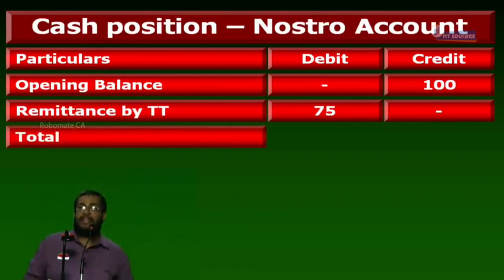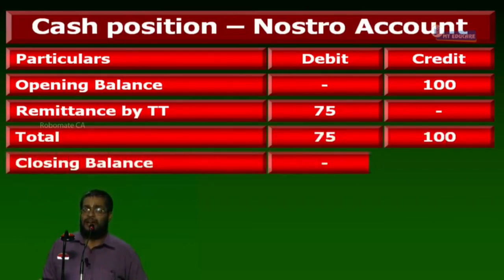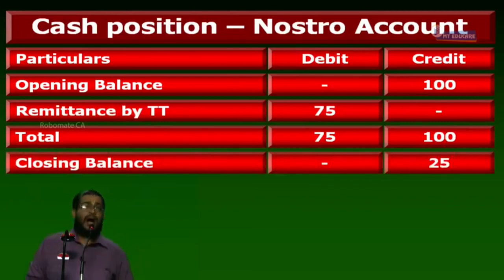Tell me, what is the debit in nostro? 75. What is the credit here? 100. Net debit and net credit? Net credit. What net credit is going to be? 25. Up to this, are you following or not? No. Answer my question. What is my exchange position? 5 oversold. What is my cash position?